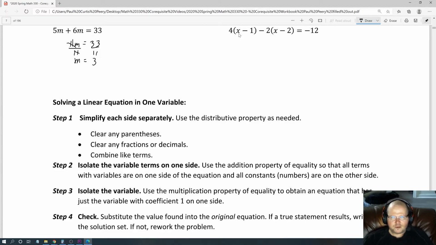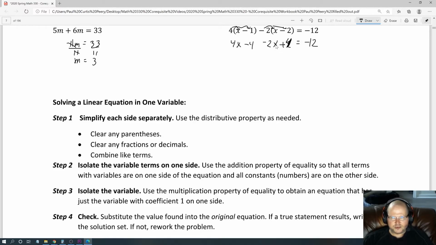Over here, first step is we're going to distribute. 4 times x is 4x. 4 times negative 1 is negative 4. Negative 2 times x is negative 2x. Negative 2 times negative 2 is going to be a positive 4. And we still have negative 12.